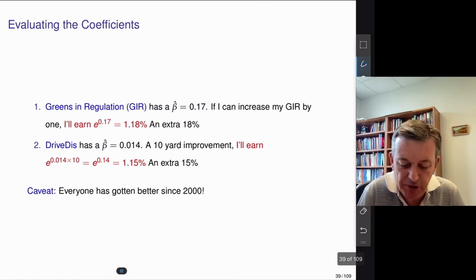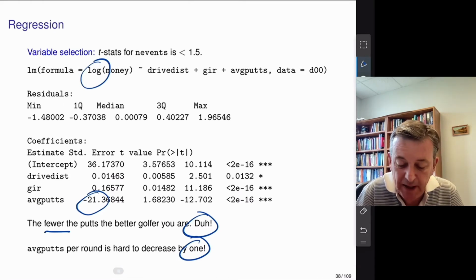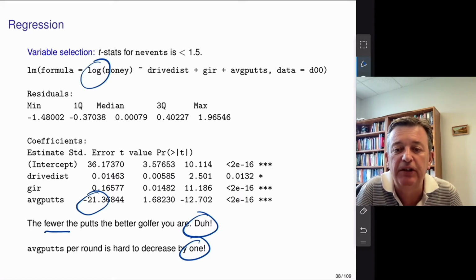Let's interpret these coefficients. Remember that I'm on a log scale, and so I'm going to transform back. Again, maybe I could have done log of driving distance and log of greens in regulation to see if my residuals look better and if I got a slightly better fit.